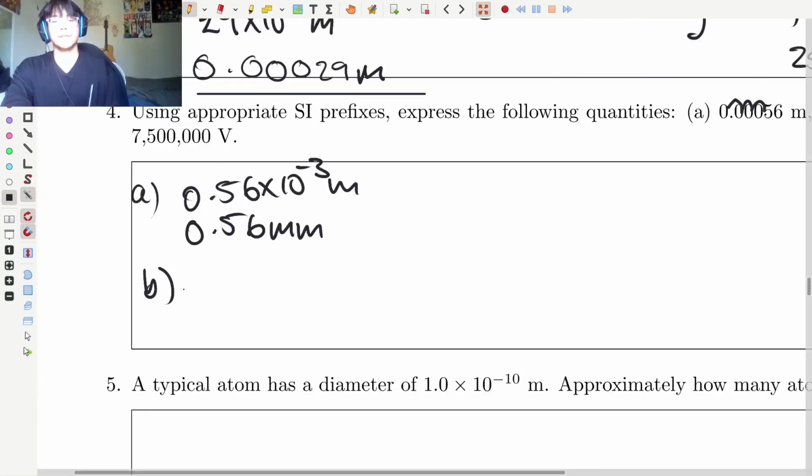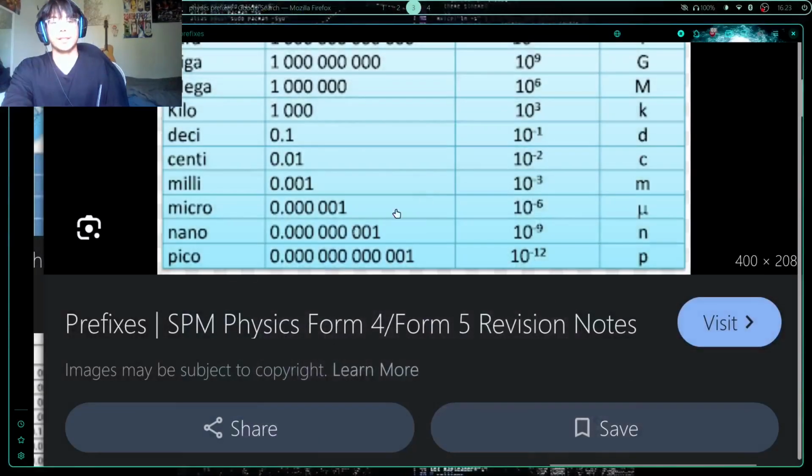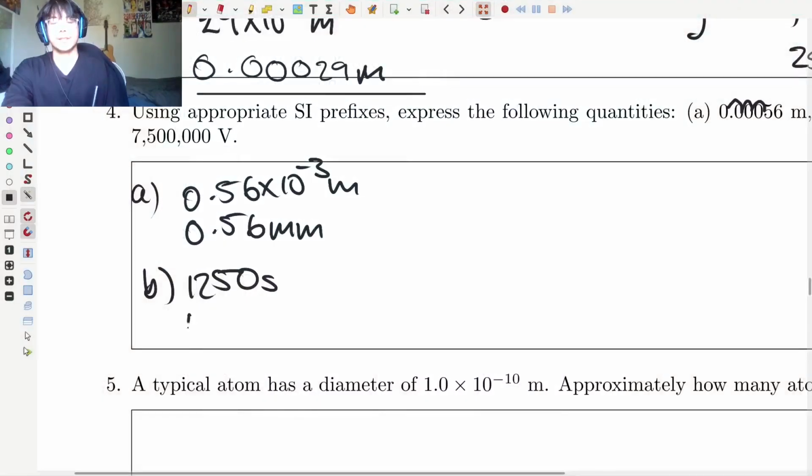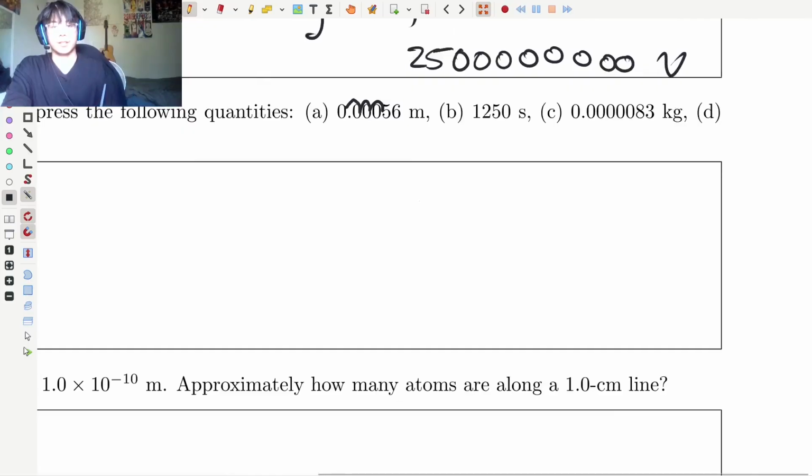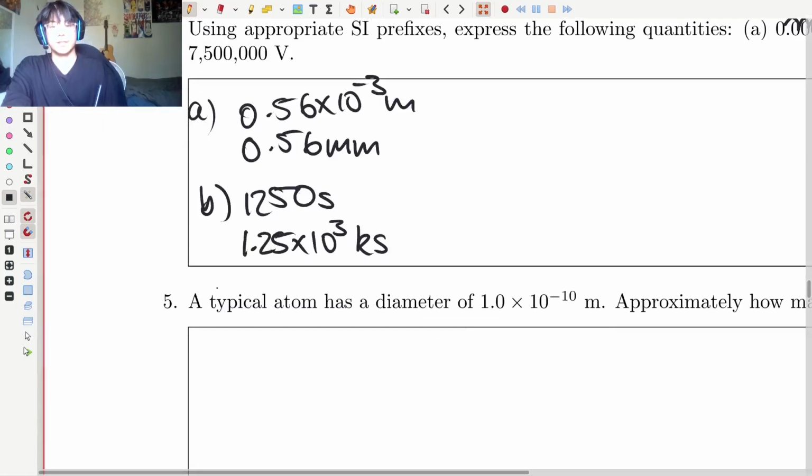B is 1250 seconds. So 1250, you can do 10 to the 3 again. So this can just be 1.25 times 10 to the 3 kiloseconds. Now, if we were to express this in two significant figures, this would simply just be 1.3 times 10 to the 3 kiloseconds.